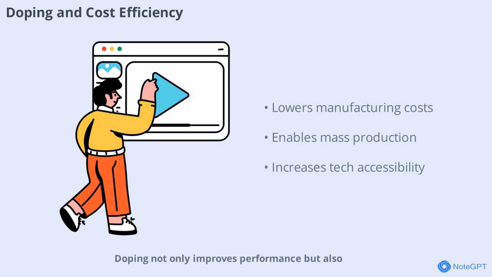Doping not only improves performance but also helps reduce the cost of electronic devices. By enabling the use of smaller and more efficient components, doping allows manufacturers to produce more devices at lower cost. This has made advanced technology accessible to more people around the world, fueling the growth of the digital age.